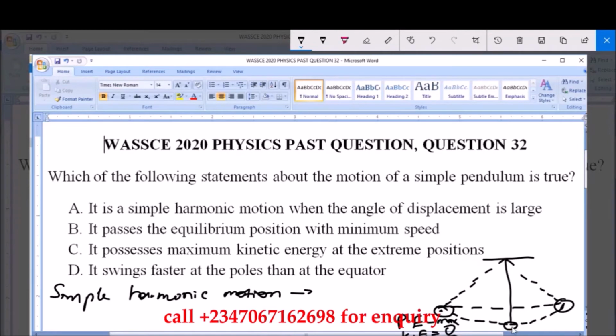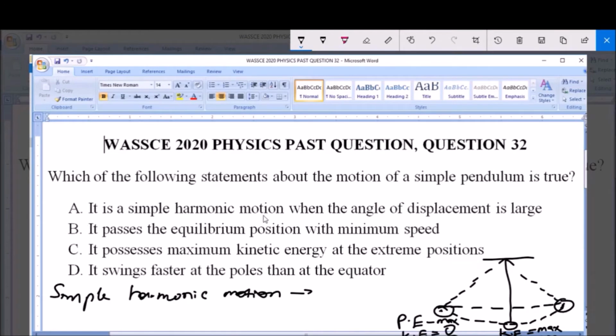But at this point, while in motion, at this equilibrium point, the kinetic energy here, KE, is maximum at this point. And the velocity here is minimum. So therefore, a simple pendulum, when approaching its equilibrium position, approaches it with a minimum velocity, that is a minimum speed. And at this equilibrium point, the potential energy PE is zero. PE is zero.